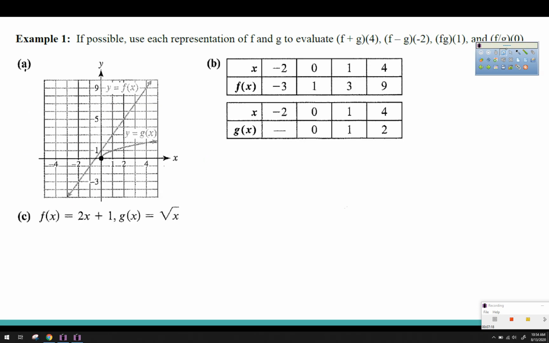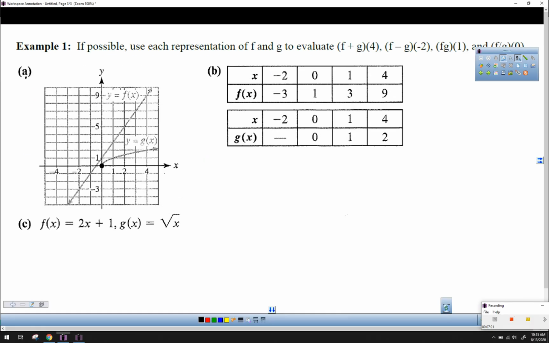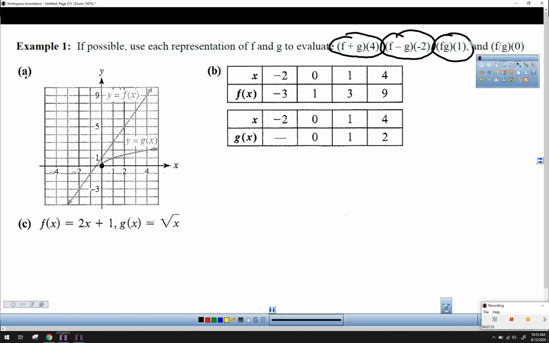So let's take a look at a concrete example. For example 1, it says, if possible, use each representation of f and g to evaluate these four expressions: f plus g of 4, f minus g of negative 2, f times g of 1, and f divided by g at 0. Now notice we have three different representations here. We have a graphical representation, a numeric representation, and a symbolic or algebraic representation. They all represent the same function, so we should get the same answer for all of them.